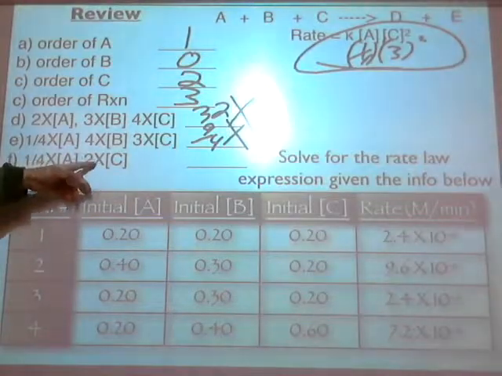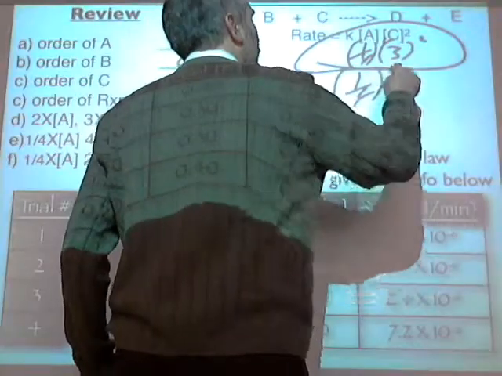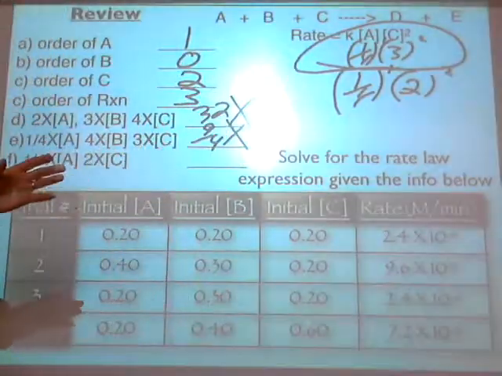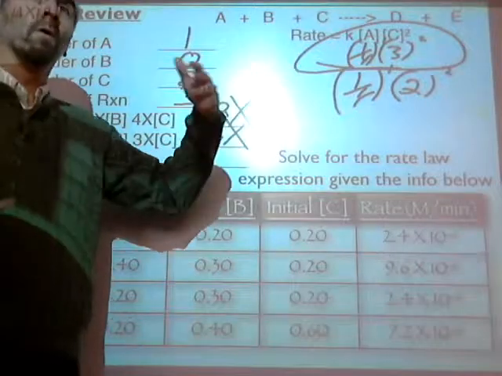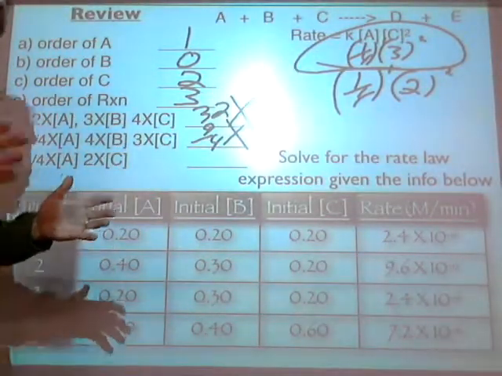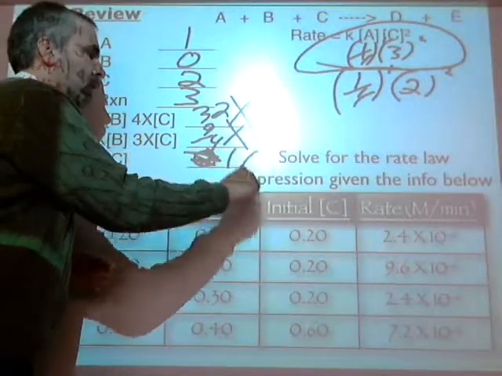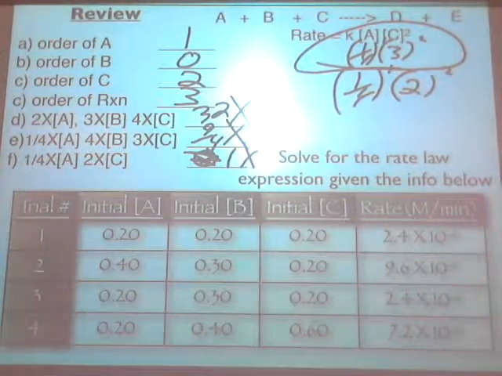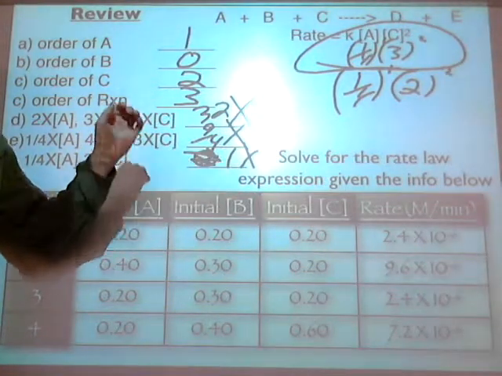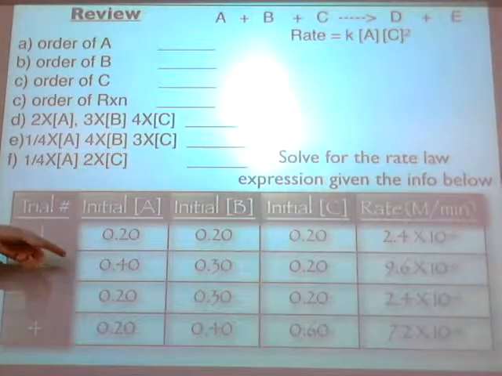1/4 of A and 2 times C. So 1/4 to the first power, 2 squared. Now the reason I put this one on here is because what happens? 4 times 1/4 is 1, not 0. If no change happens, you don't put down 0. You put down 1x. Okay. All right. That's what will happen to the rate. Nothing, basically. But nothing doesn't mean 0. Okay. All right. Now let's look at this guy right here at the bottom.